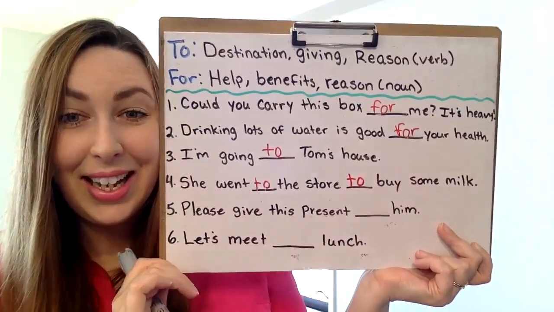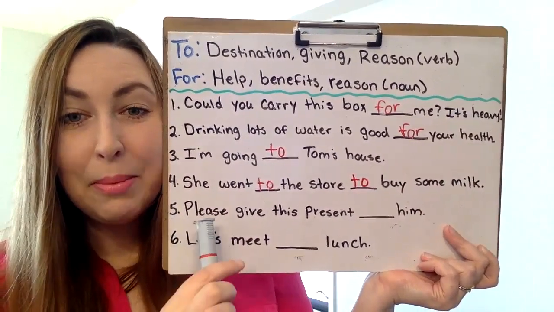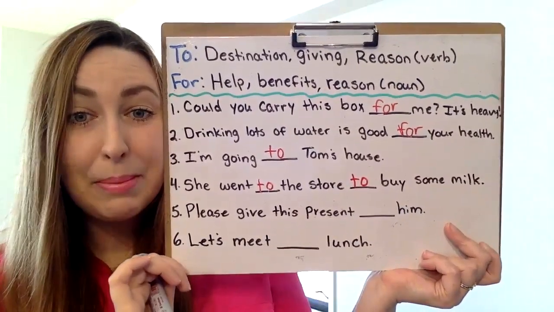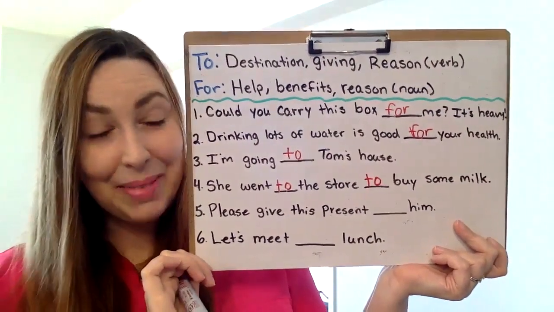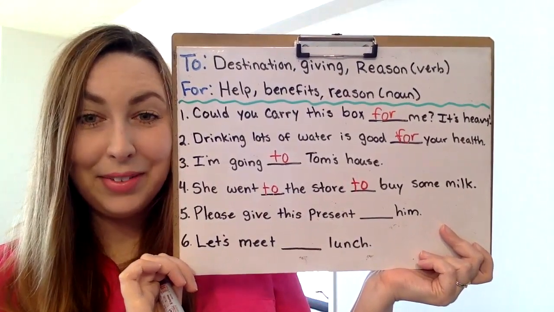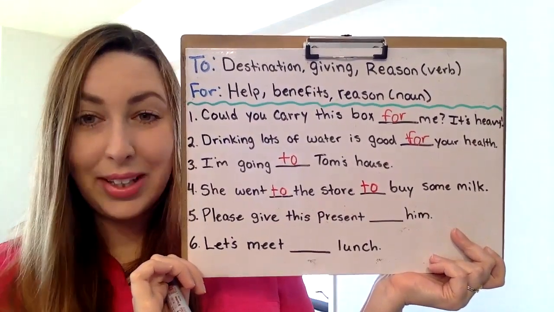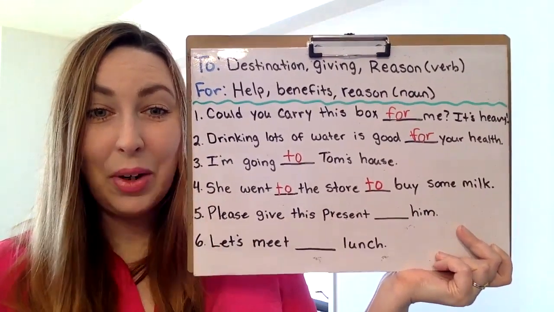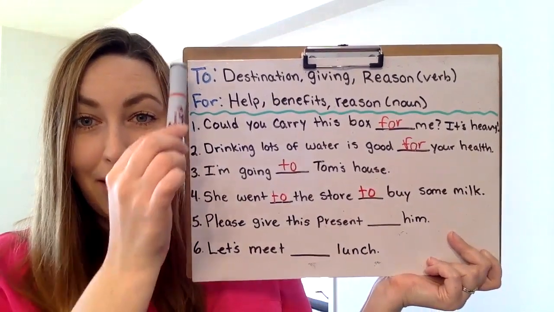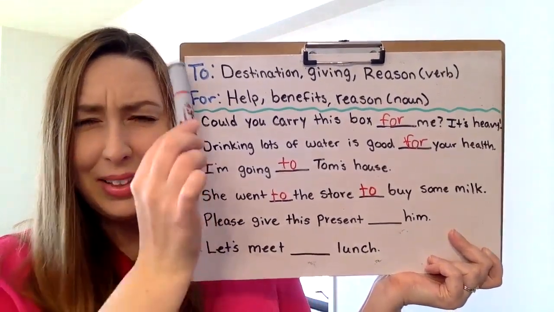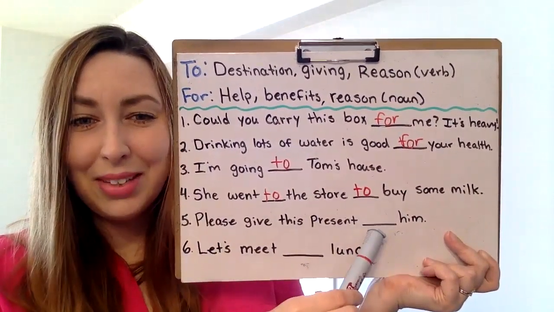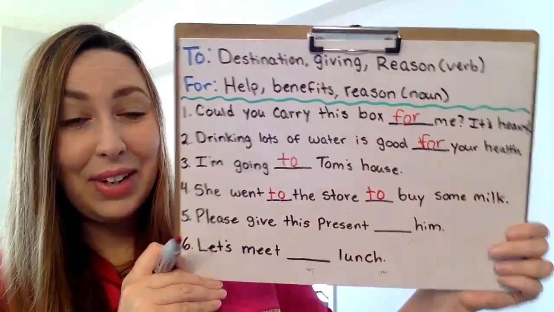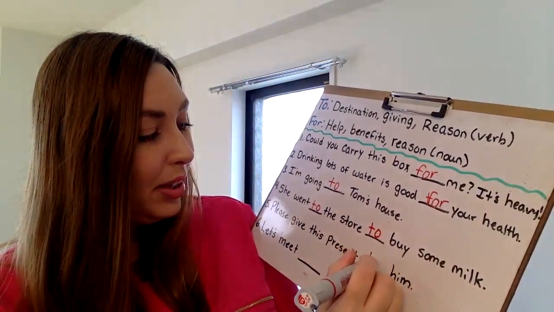All right. Number 5, please give this present ___ him. Please give this present ___ him. Number 5. This one is also tricky for a lot of students, I think, when you're just talking. So sometimes people will mix up, oh, please give this present. Which one is it? Which one is it? Hopefully you know. Please give this present. Correct answer is to him.